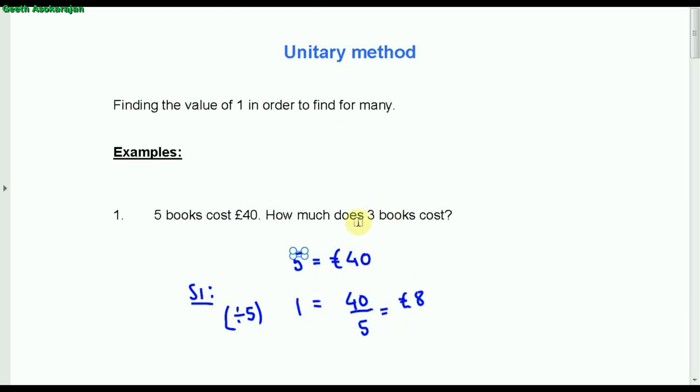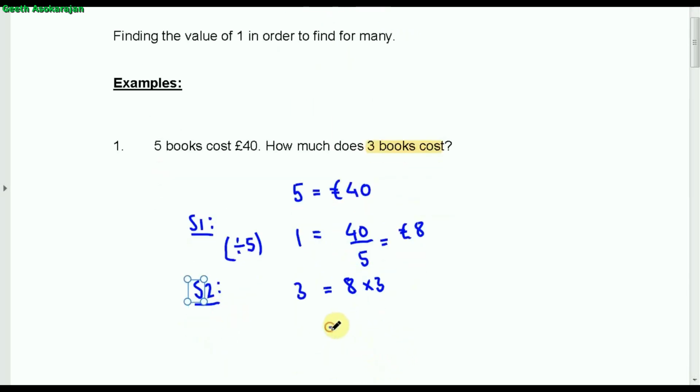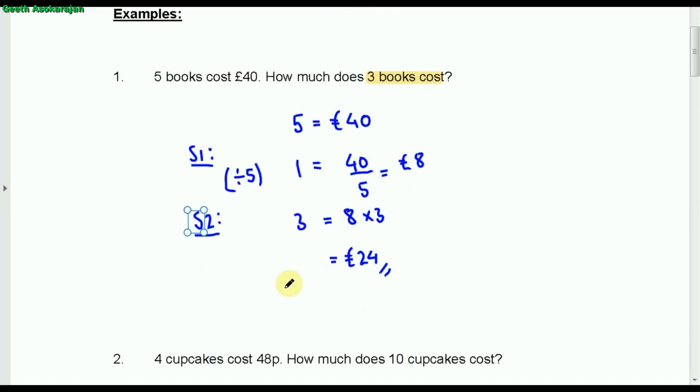Now if we go back to the question, we need to find how much 3 books costs. So if we go back to this step, so here's the final step, step number 2. So we know one book costs £8. So to find the cost of 3 books, we multiply both sides by 3. So 3 times 1 is 3, that is equal to 8 times 3, which is 24, and it's £24.